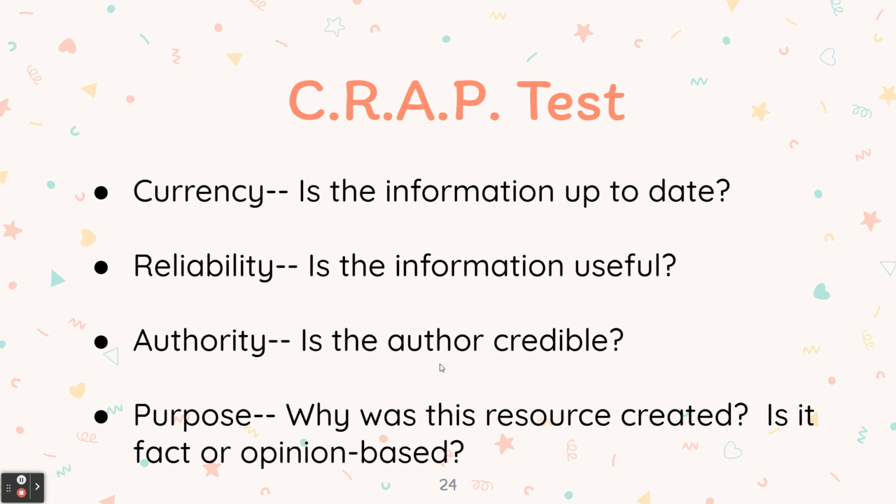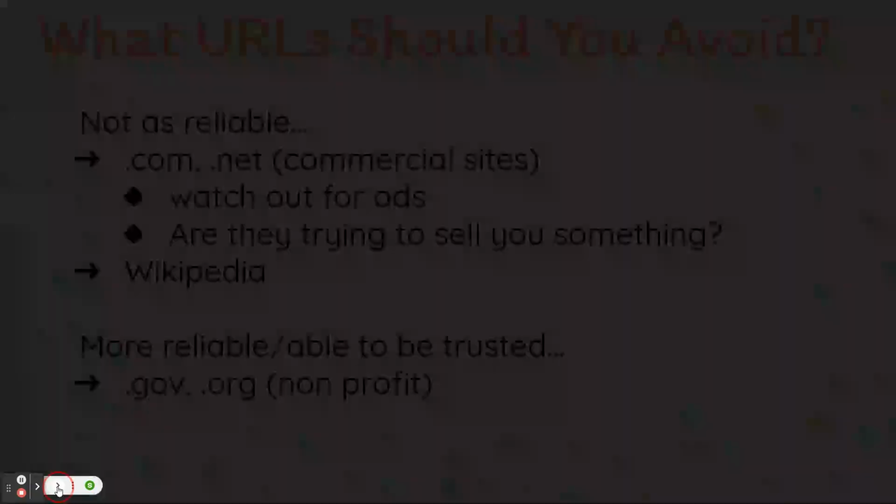Authority. Is the author credible? If there is an author listed, how can we know if they're credible? If it's an organization, remember sometimes the author could just be like National Geographic editors or something like that. That's probably pretty credible. If it's a name, do they have contact information? How do we know if they're credible or not? And then purpose. Why was this resource created? Is it fact or opinion based? So remember, we need to look for bias. If there's a lot of emotional words, if they're trying to convince you, if there's a lot of ads on the page, make sure that the information is fact and not opinion.